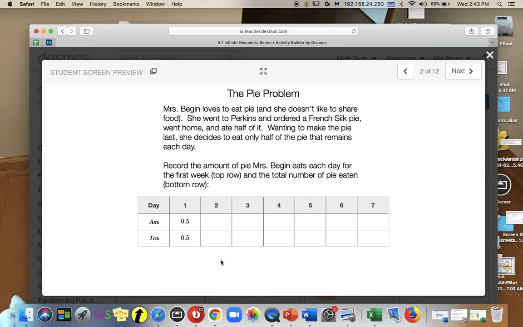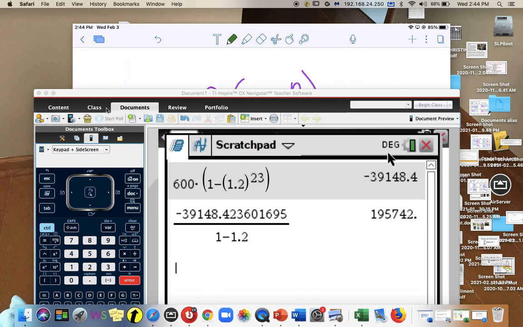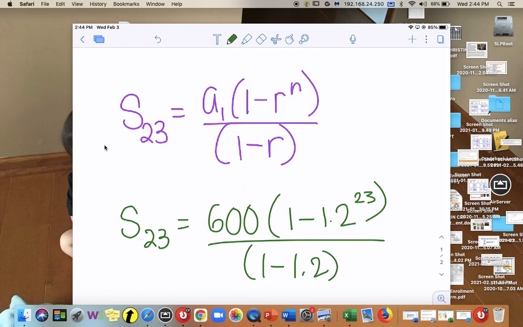Okay, so the next day I eat half of a half, or 0.25. But if I add a quarter plus half, I've eaten 3/4. Okay, here's what I'm going to do. In class, I like to show it with fractions, so I'm going to show it with fractions as well.